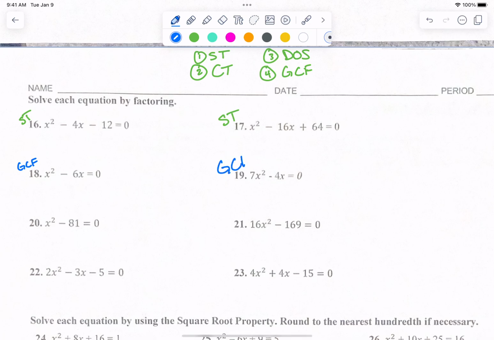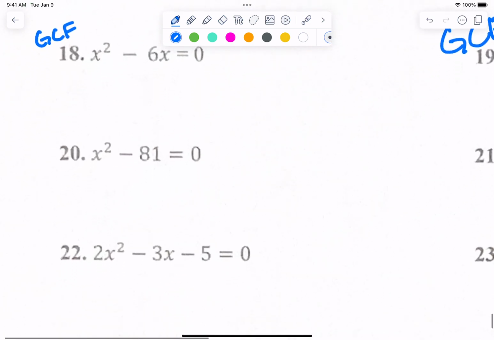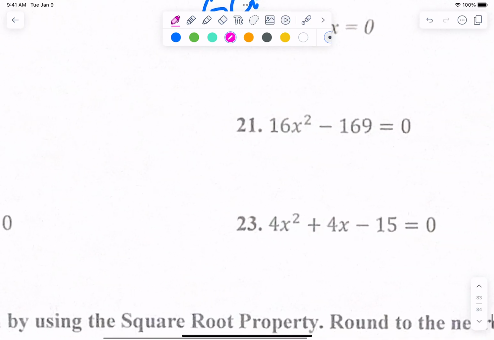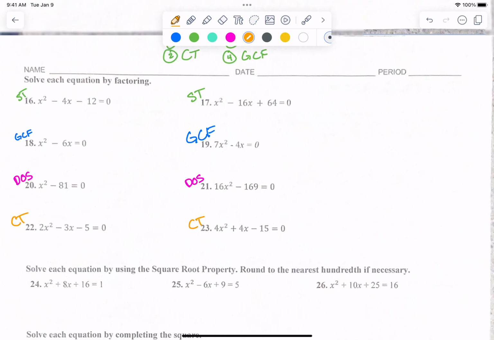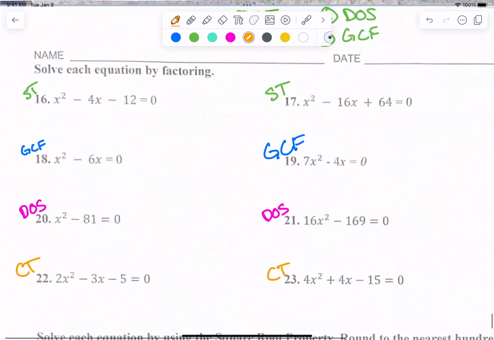19 is a GCF. What's 20? Oh, it doesn't have an X. 20 is a difference of squares. 21 is also a difference of squares. And the last one's complex trinomial. And then the bottom ones are complex trinomial. I might need my paper back tonight.